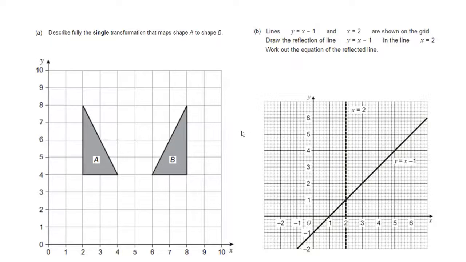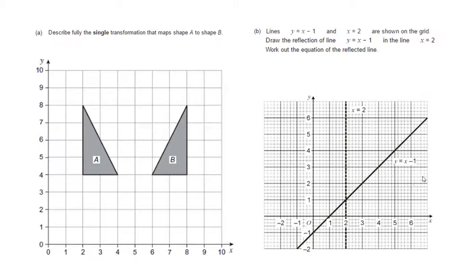Okay, so here we've got a GCSE exam question in two parts. In part A, we've got to describe the single transformation that maps shape A onto shape B. And in part B, we're given a line which has been made by this function here, y equals x minus 1. And we've got a line of reflection here, which is the dotted line. And we've got to, first of all, draw the reflection of this line, and then we've got to work out the equation of our reflected line.